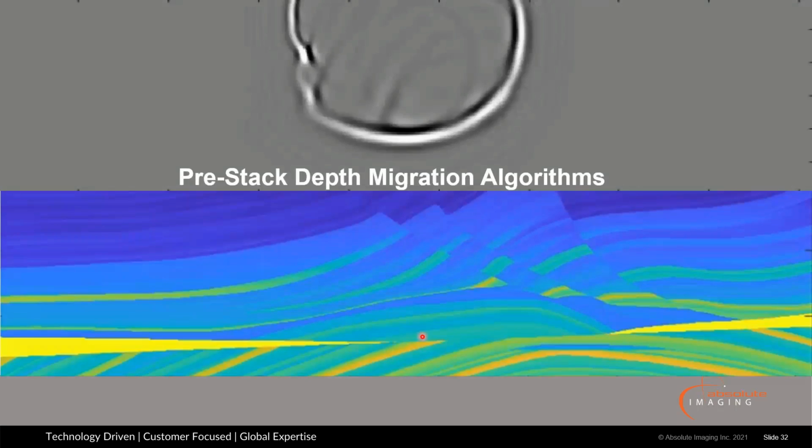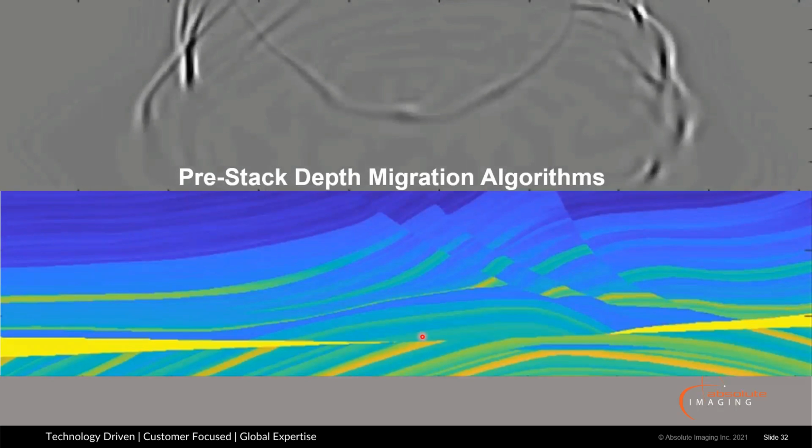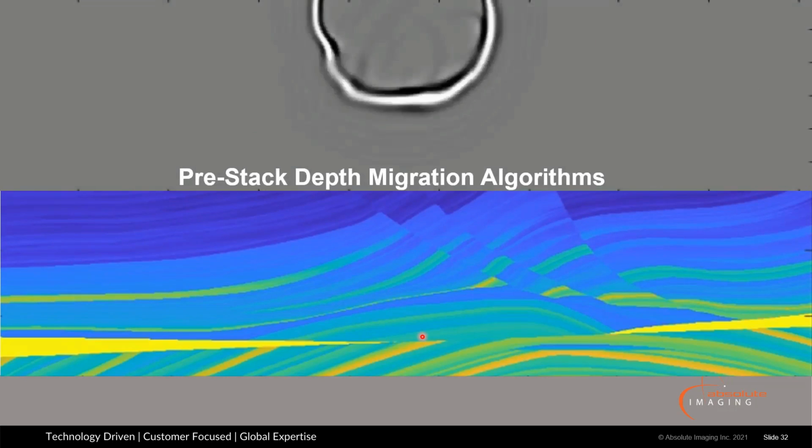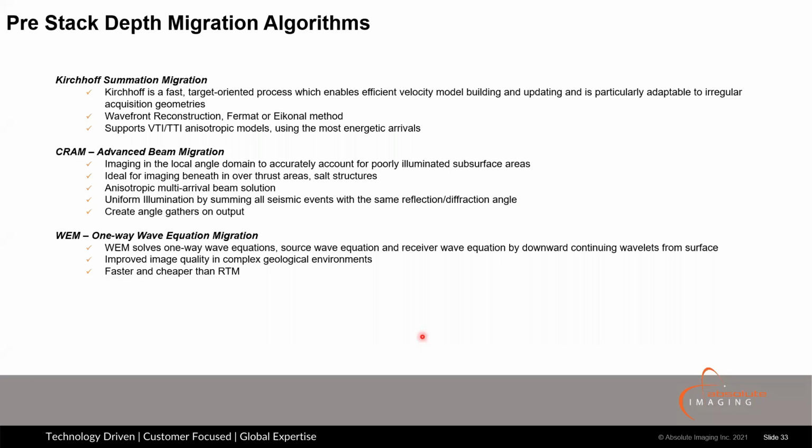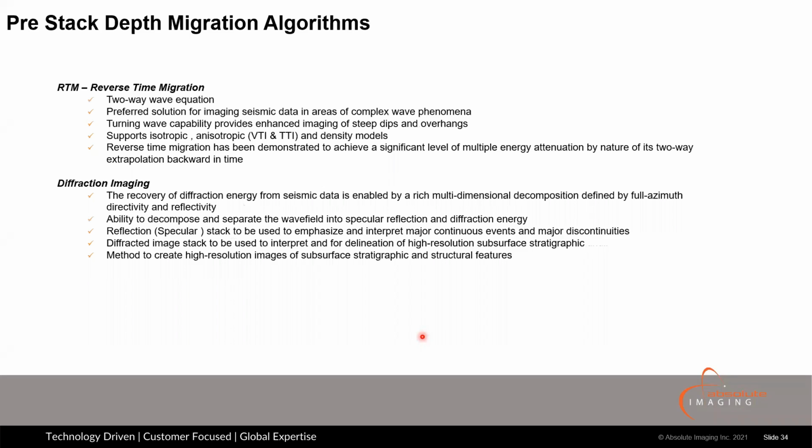Now, once you have this whole model done, we can start choosing the proper migration algorithms. Typically the fastest is what we use during the development of the field. So it's a Kirchhoff migration, but at our disposal we also have beam migration. We can use wave equation migration, RTM, or diffraction imaging that we're going to discuss in the next talk.